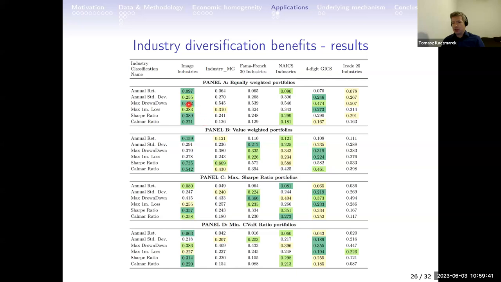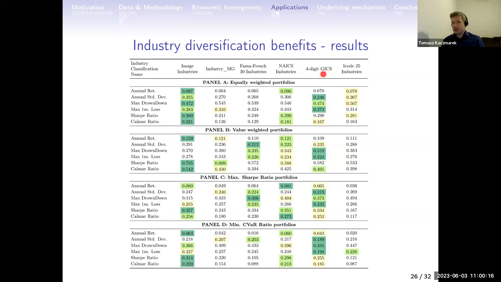So what we can see here with the results, then performance measure represented here with Sharpe ratio and Calmar ratio are typically really high for image industry classification. We compare here obviously only these companies that were classified with image industry classification. So only those that are under the coverage of image industry classification. It is the same for each industry classification scheme here.